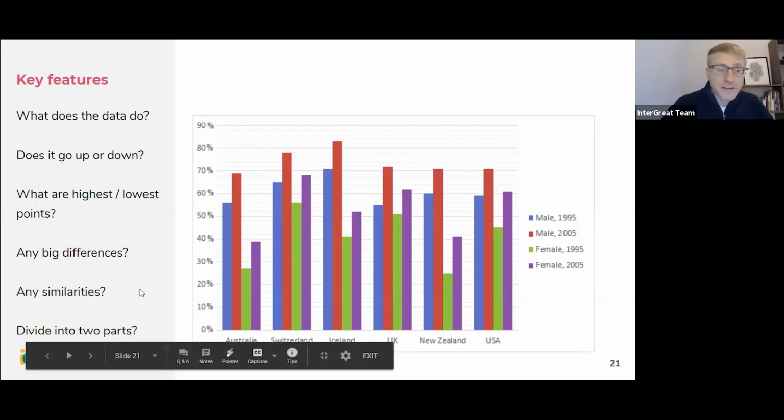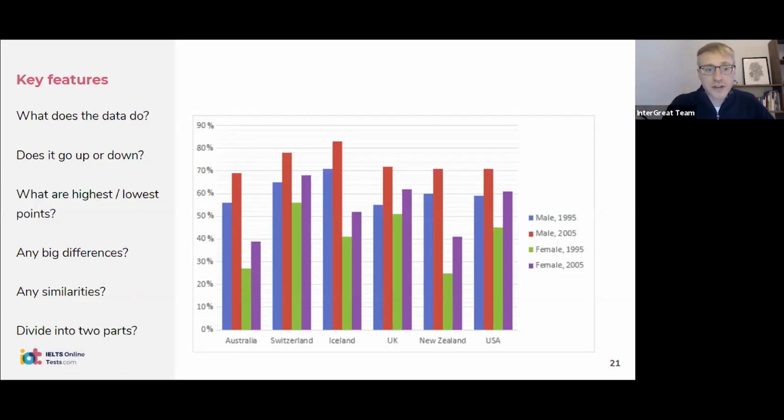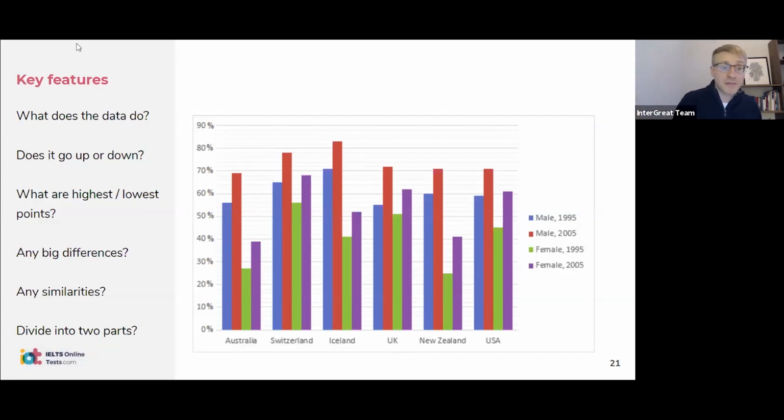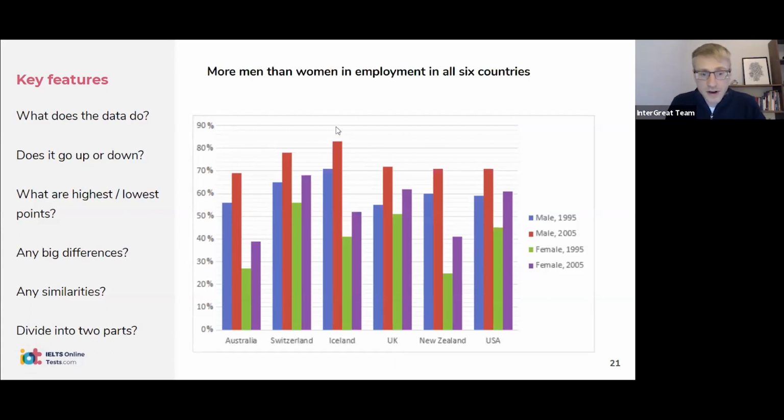And then finally, you can think about how could I divide my description into two parts? How can I divide it into two paragraphs to make it easy? And we'll look at this in a moment. Okay, very good, Mustafa. Maybe male in one paragraph, female in another paragraph, or by time, Tanliva. Excellent. Okay, so we've got our understanding.